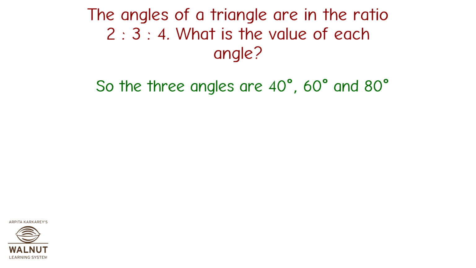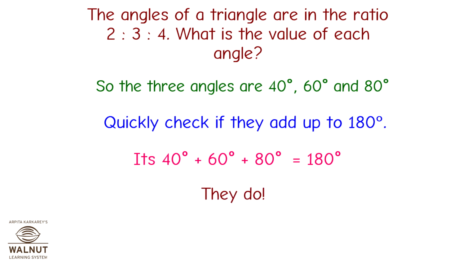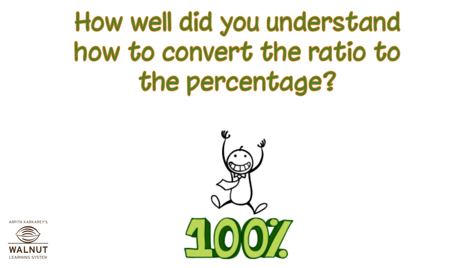So the 3 angles are 40 degrees, 60 degrees and 80 degrees. Quickly check if they add up to 180 degrees. It's 40 degrees plus 60 degrees plus 80 degrees is equal to 180 degrees. They do. So you are okay. How well did you understand how to convert the ratio to the percentage? 100%.